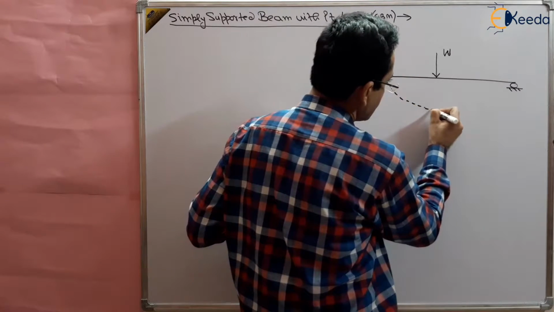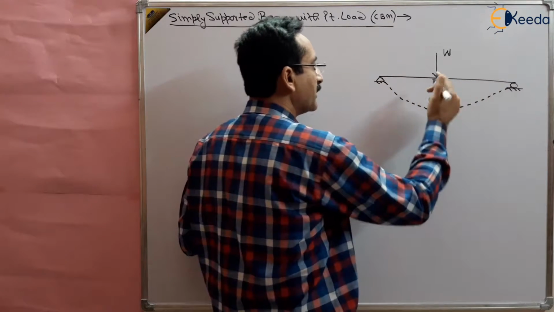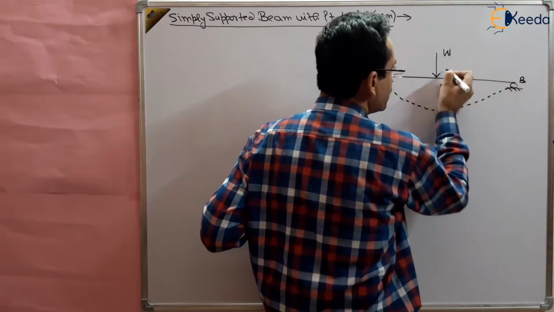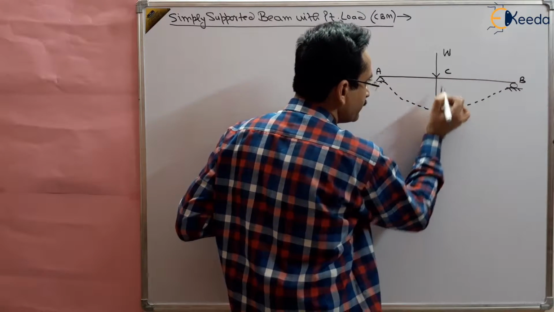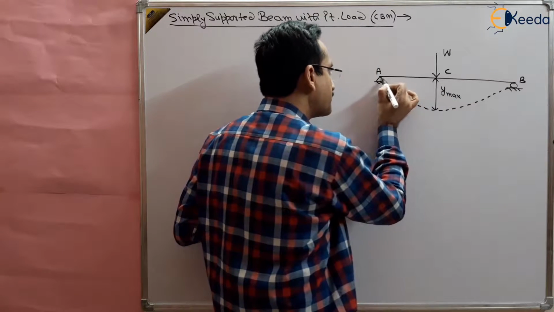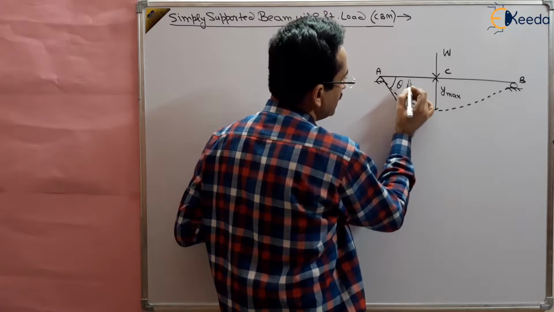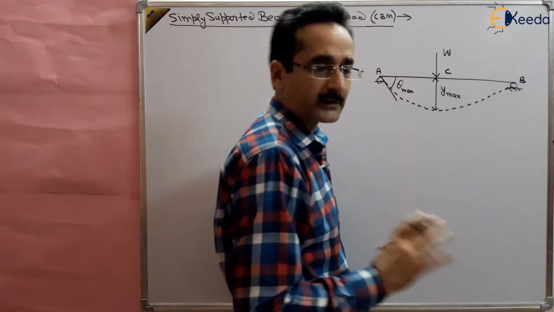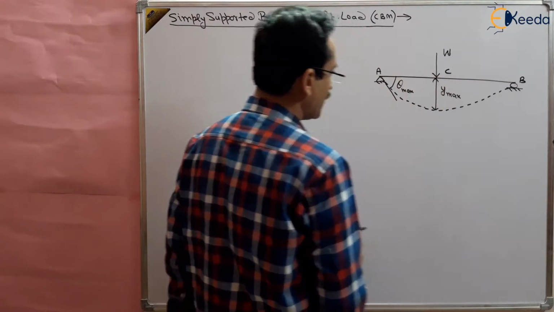This is the elastic curve obtained for a simply supported beam when a point load is applied at the center. So point load is applied at the center and we are getting the maximum deflection at the center. So our aim is to find out this maximum deflection, and the slope is maximum at the supports, right? So theta max. So we have to find this maximum slope and maximum deflection, right? Which is obtained at the A point and C point, right?